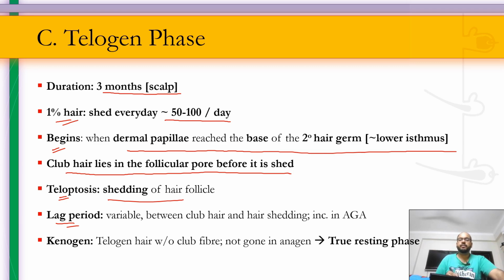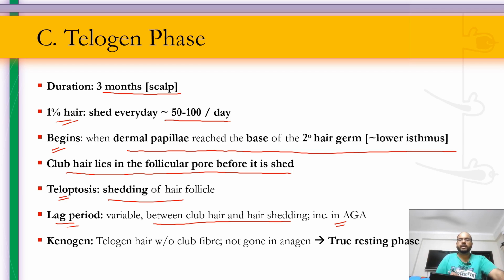So that lag period, that means between the end of catagen and the eventual shedding of hair, between the club hair and hair shedding, is known as the lag period. It's highly variable, and this lag period is increased in AGA. That means the amount of time the hair spends in telogen phase is increased in androgenetic alopecia.